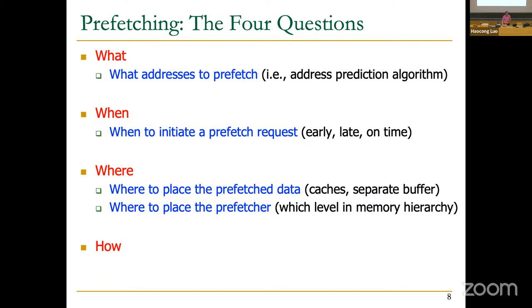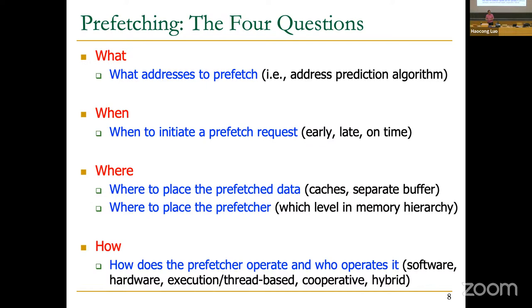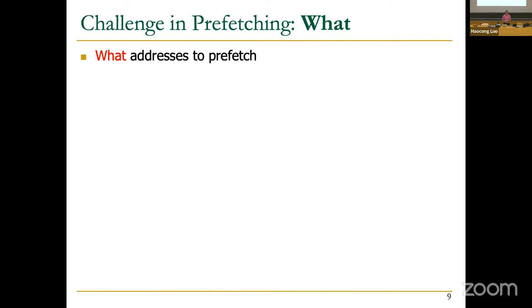And then there's how. How is also important because how actually governs, in general, how does the prefetcher operate and who operates it? Is it operated by the software, hardware? Is it cooperative? Is it execution-based, thread-based? Is it hybrid? You have multiple different prefetchers somehow coordinating with each other. So this opens up a lot of questions over here, some of which we're going to look at. So let's talk about what a little bit, what addresses to prefetch. Basically, this is important because prefetching doesn't come for free, right? You want to be accurate, ideally.